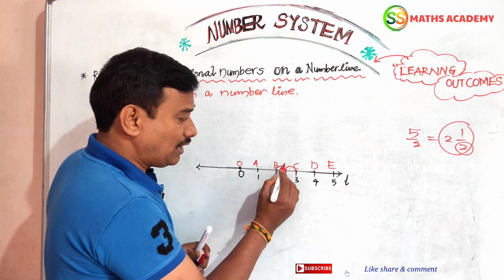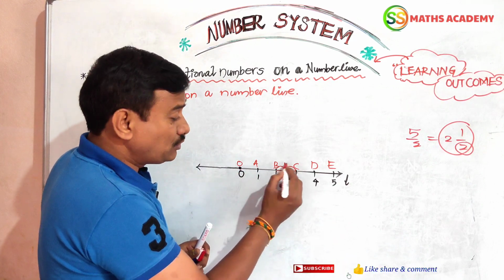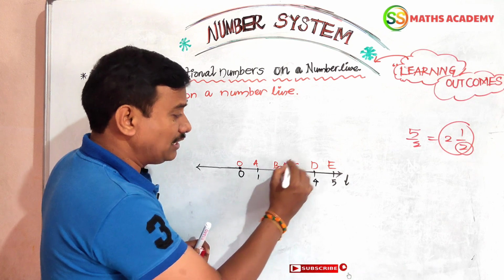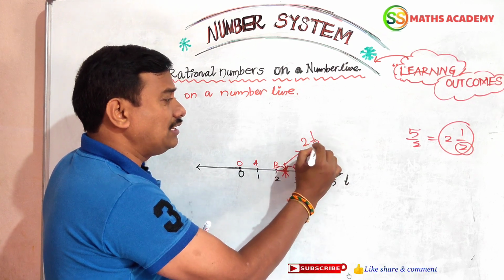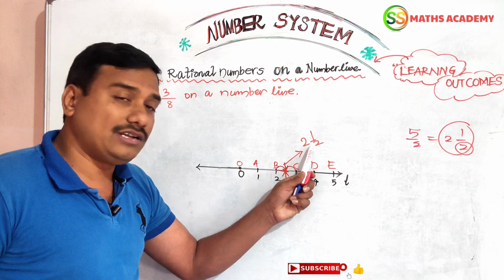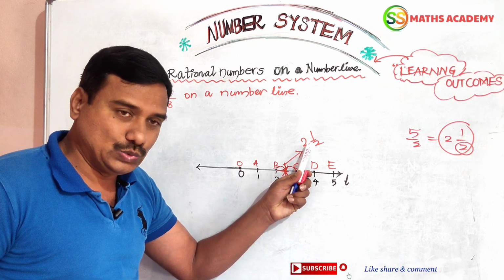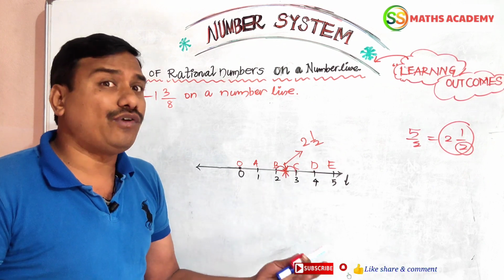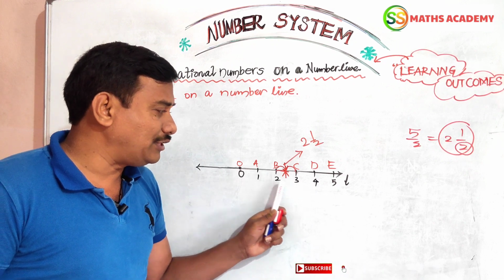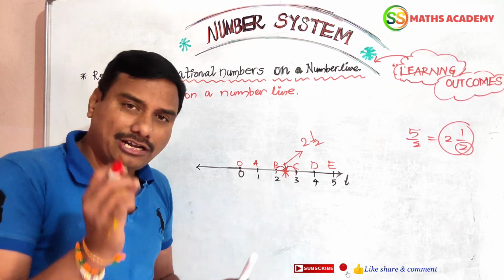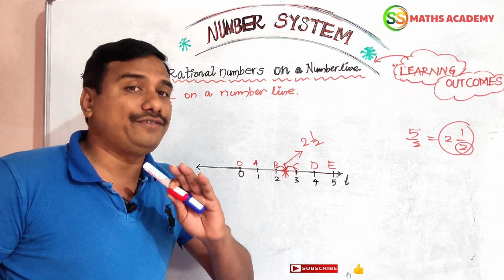Where is the one part here? Here. The first part is the second point. So here the number will be located. Hence this representation is called 2 and a half, 2 of 1 by 2, which is nothing but 2.5. The number will be located between 2 and 3, exactly at the middle value, called 2.5.